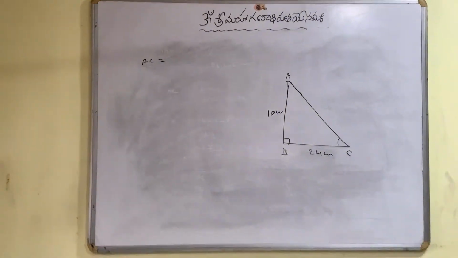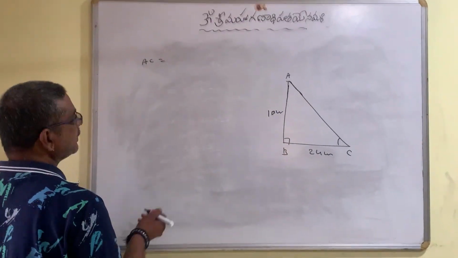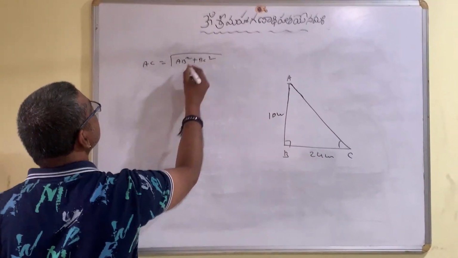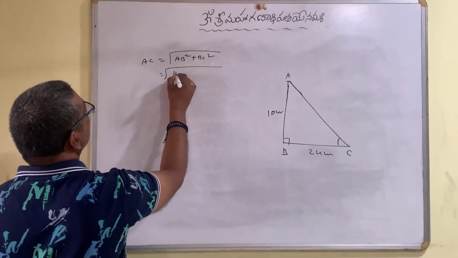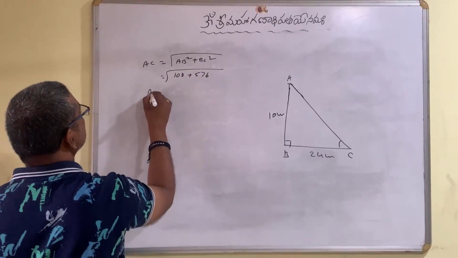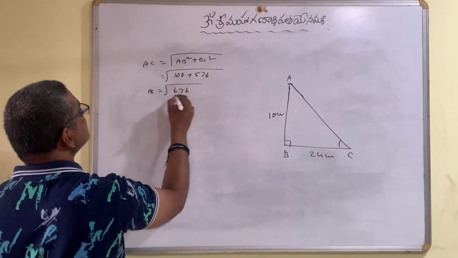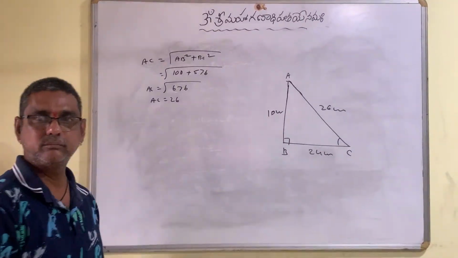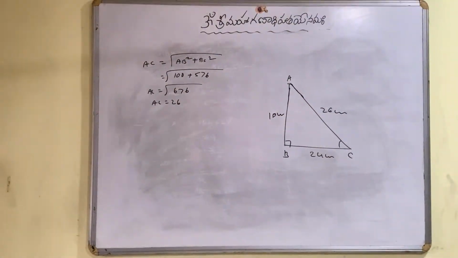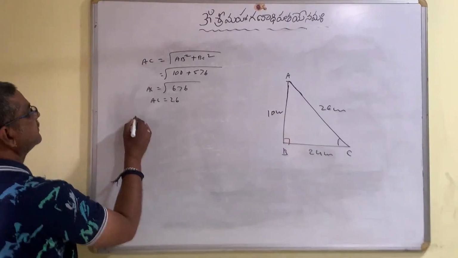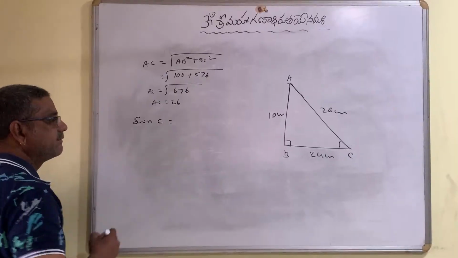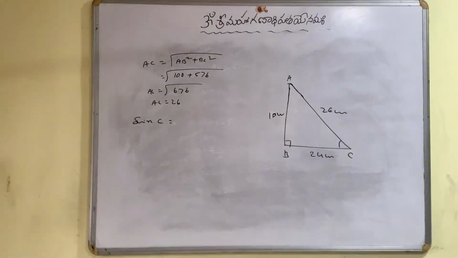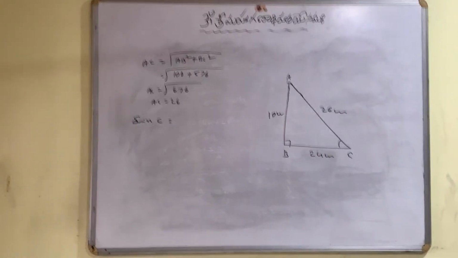Okay, children. Now, apply Pythagoras theorem. Root over AB square plus BC square, 100 plus 576. AC is root over 676, 26 centimeters. Now sin A. No, not sin A, sin C, because we are writing the ratios with respect to angle C.